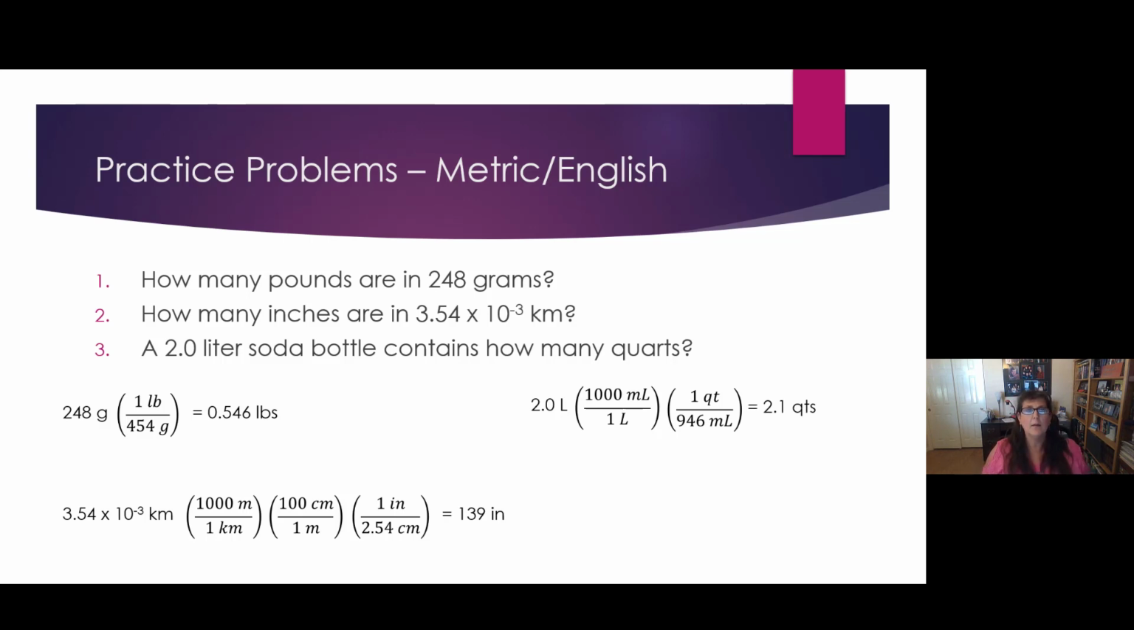Good job. All right, we just did 3 metric English conversions. We're going to take a break and come back and work on this chapter some more later.